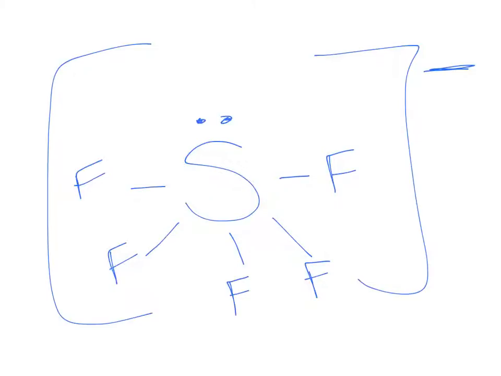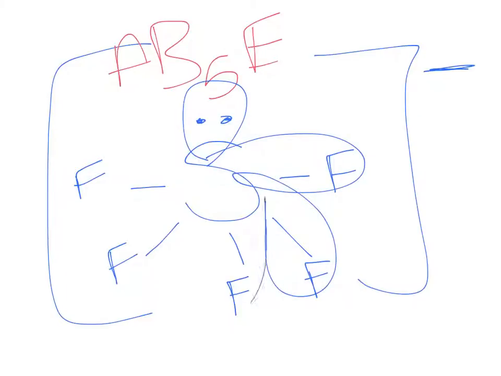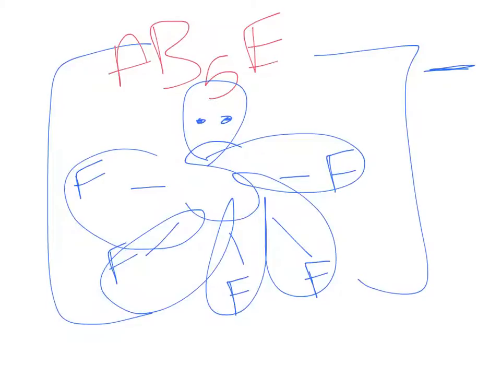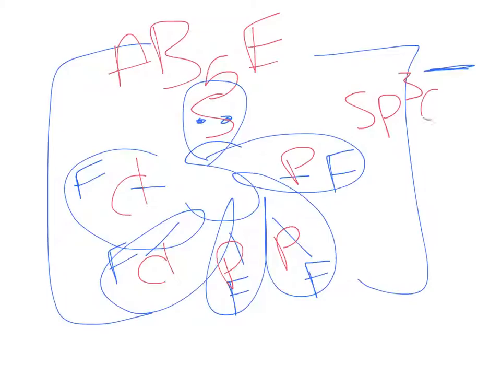So when you have this, you have AB5E, right? Hybridization: S, P1, P2, P3, D1, D2. So you've got SP3D2. This one would actually be polar based on its three-dimensional structure and so on.